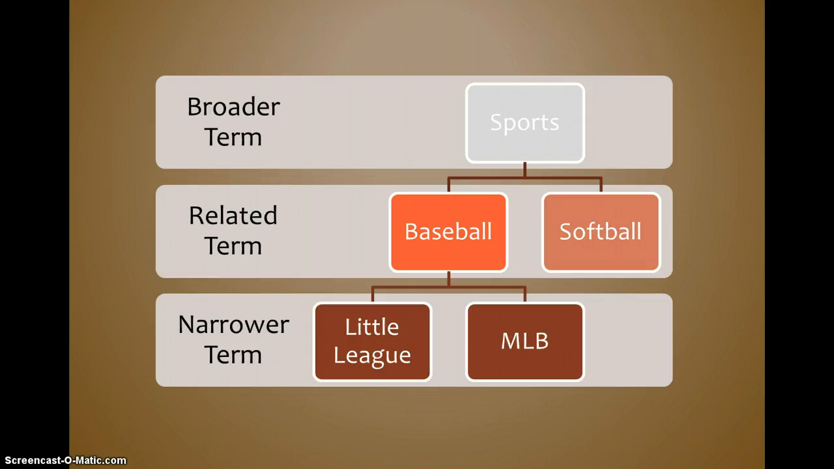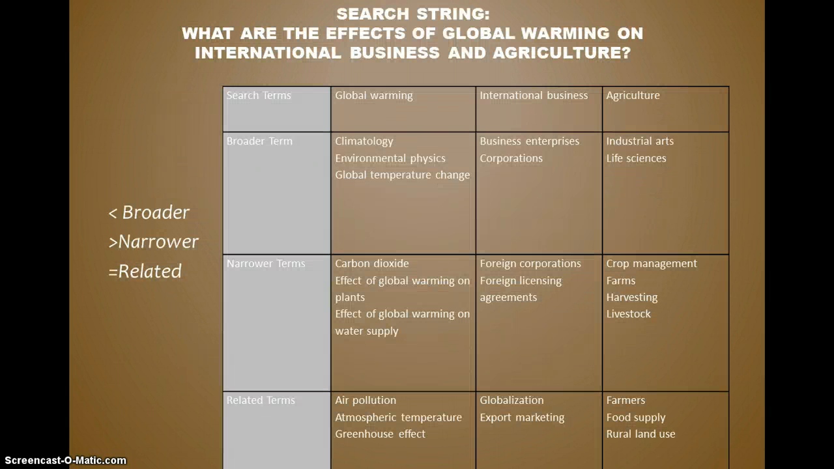So I did a little graphic here, which might make it easier for you to visualize. If I take the word baseball, a broader term for baseball is sports. And then a related term for baseball is softball, because baseball and softball are very similar, but they're not quite the same. A narrower term for baseball could be Little League or Major League Baseball. So we're looking at more words here.